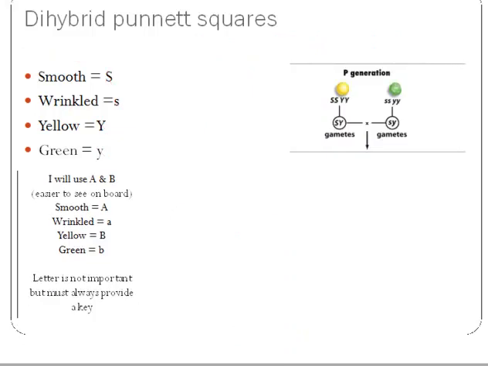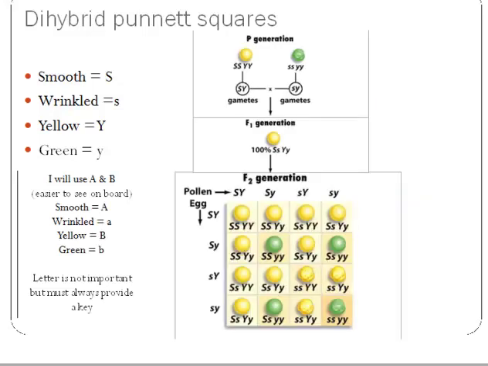This is the example that your book gives. So we have capital S's and Y's again, lowercase s's and Y's. That F1 generation, capital lower, so heterozygous. And this shows the F2 generation, so the four possibilities for the egg and the pollen or the sperm. And when you pull them all into the middle, you can see 9 of them. So let me find all 9 of them.